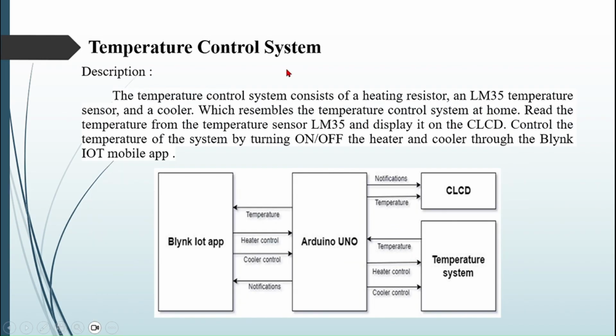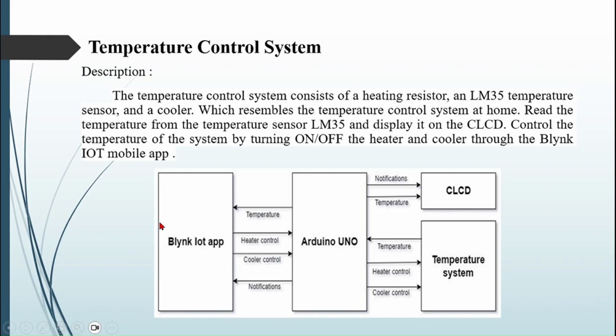Next is temperature system control. The temperature system control consists of a heater resistor, an LM35 temperature sensor, and a cooler, which resemble the temperature system at our home. Reading the temperature from the LM35 sensor and displaying it on the CLCD. Controlling the temperature of our system by turning on or off the heater and cooler through the Blynk IoT app, as we have buttons on our Blynk IoT app.